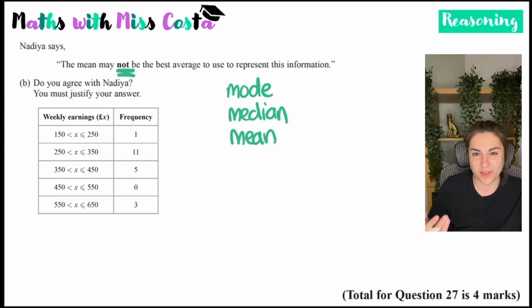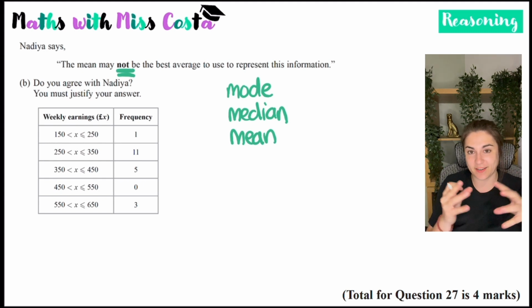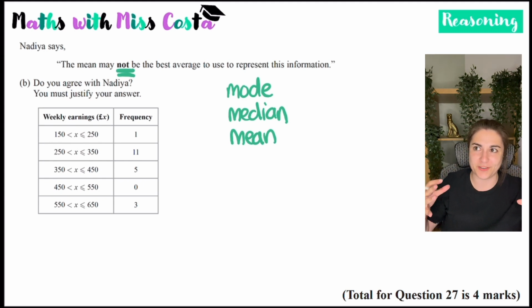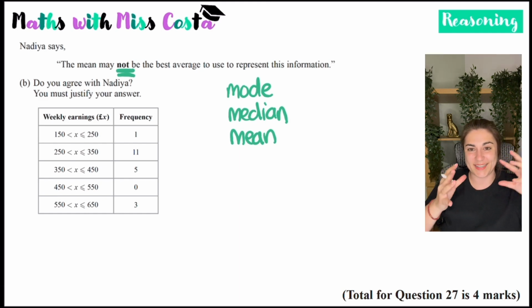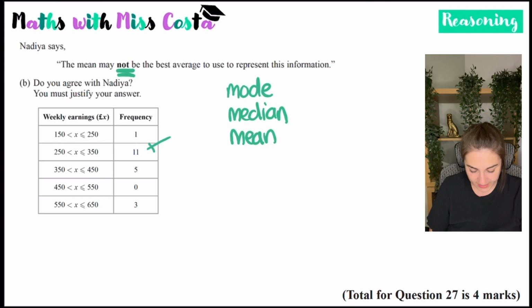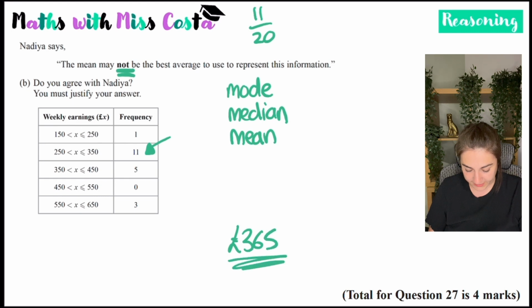So I need to think, what would the other two averages offer me, and what is that doing? When I have the mean, I'm essentially adding all the scores together and dividing by the total number. So it gives me an average. But if I have all of my data skewed to one end of the spectrum, then it skews the data quite a lot. As you can see over here, 11 out of the 20 people, so that's over half, earn less than £350. And they said that the average is £365. So if 11 people are earning, let's say £255, that's inflating their wage.